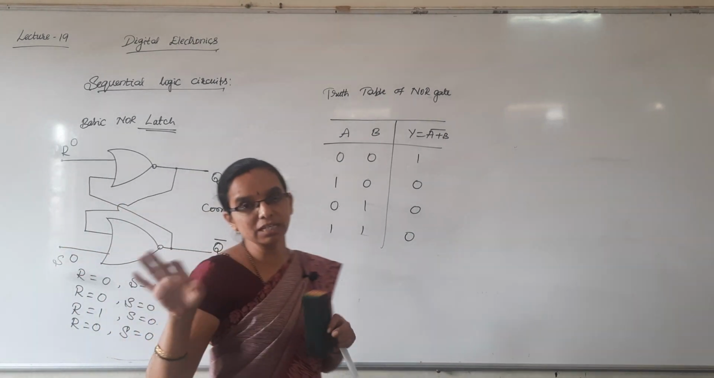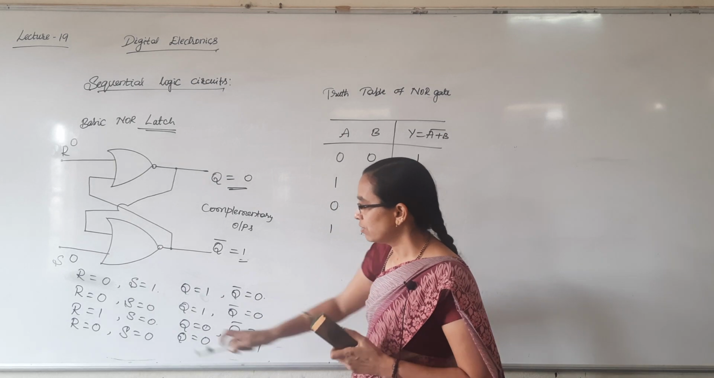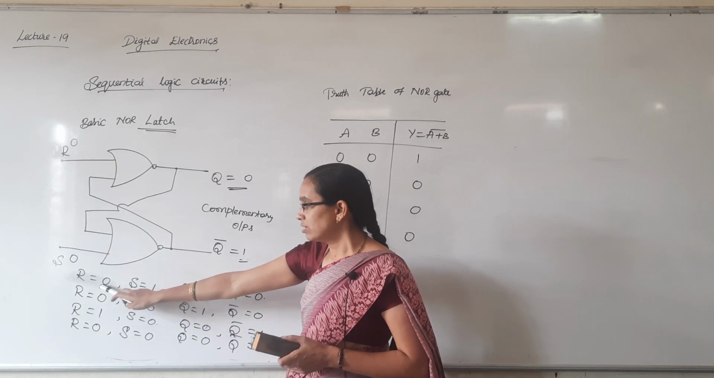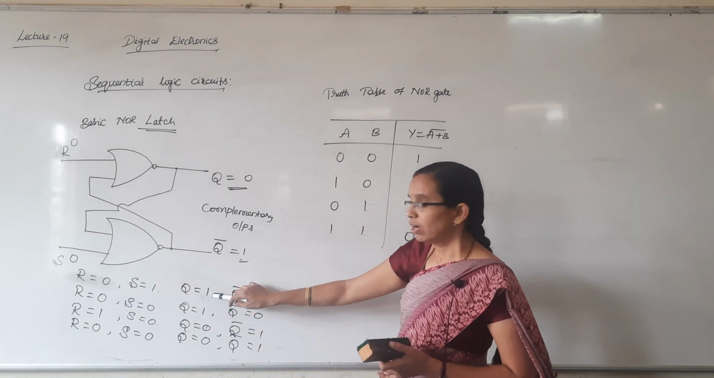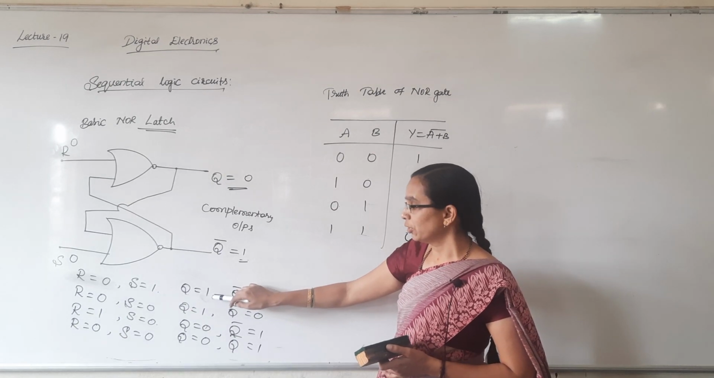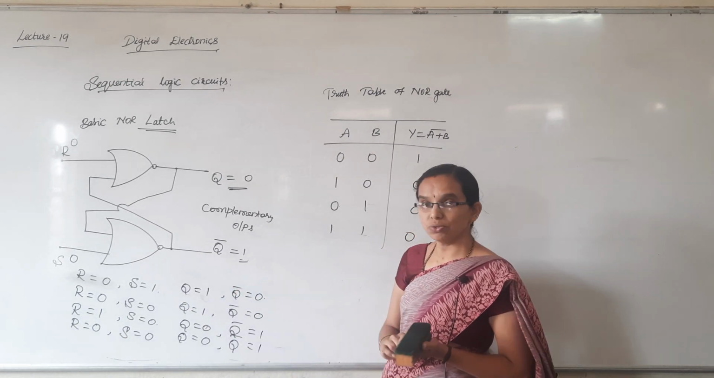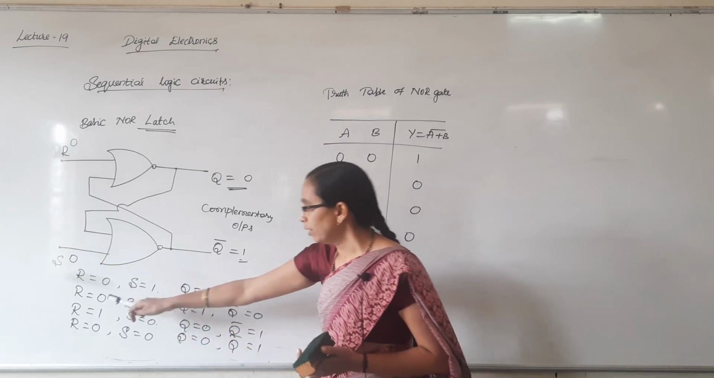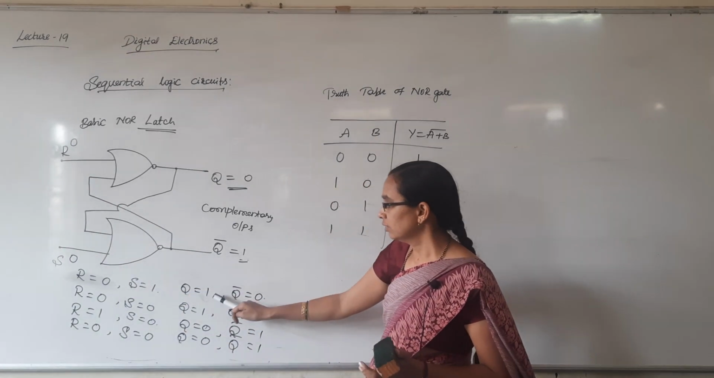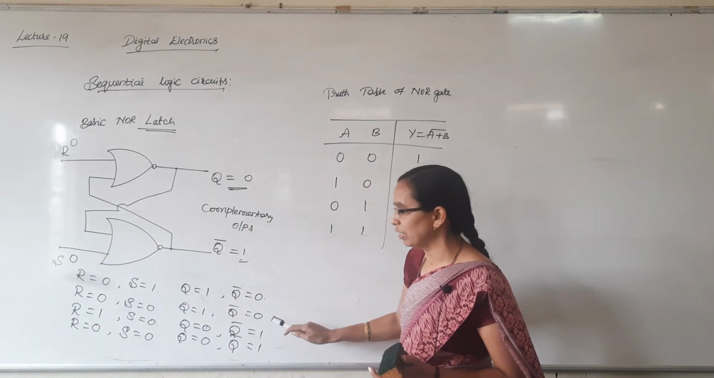So observe these four cases. First, R was 0 and S was 1, Q is set to 1 and Q bar to 0. When I made both 0, the circuit remained in the previous state itself.